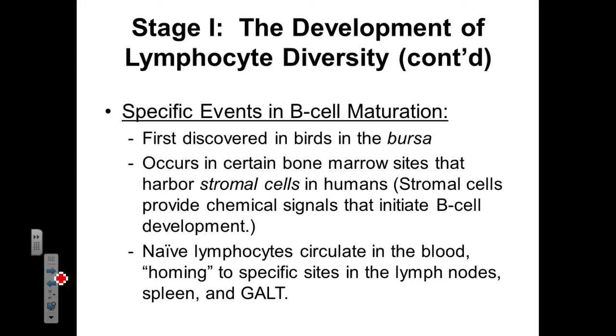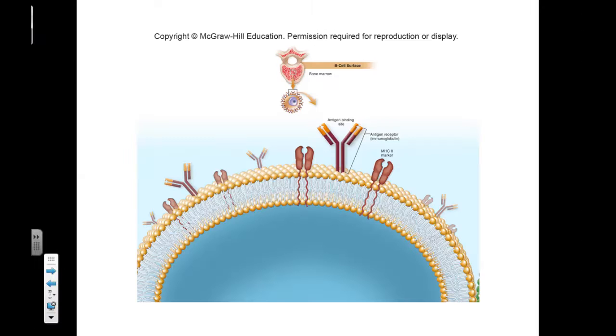Naive lymphocytes are lymphocytes that have not been fully developed yet. And they're going to circulate in the bloodstream and home in, so to speak, through chemotaxis to specific sites in our lymph nodes, spleen, and our GALT. So here we can see a classic B cell. Our classic B cell is going to have an MHC class II marker on its surface to help it respond to antigen-presenting cells. And it's also going to have an antigen binding site on its surface.